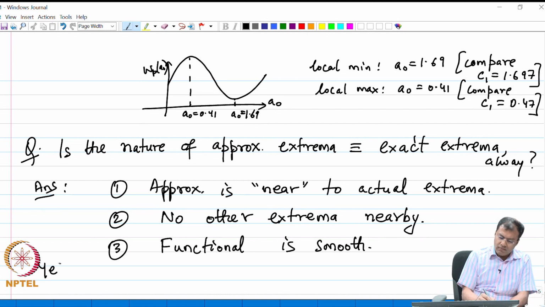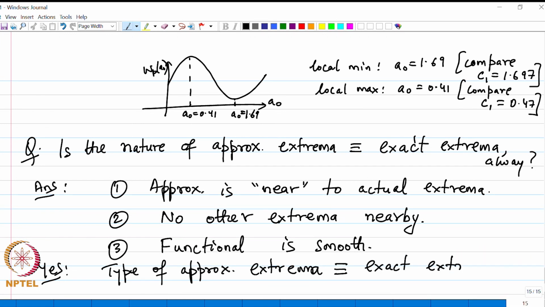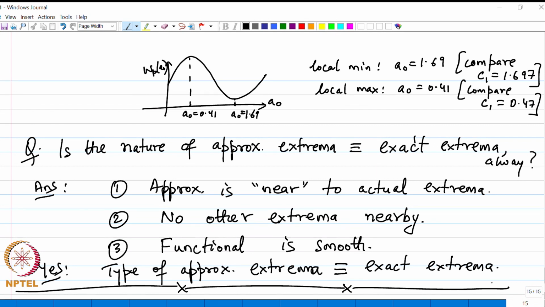then the answer is yes. Then the approximate extrema is identically equal to the exact extrema. That completes this particular example, and completes the discussion of the Ritz method. I am going to provide a reference towards the end, and the students are asked to solve more examples via the reference as well as our homework modules and the tutorials.